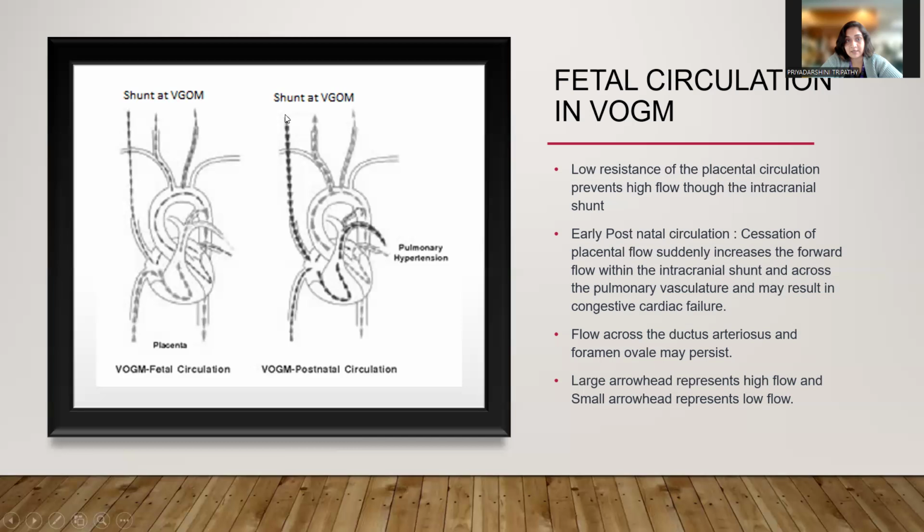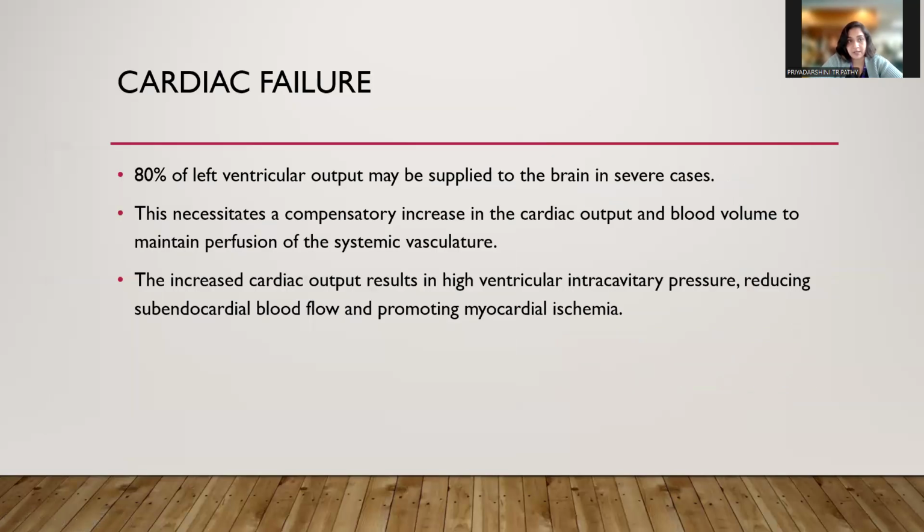And as you can see, this is a very high flow of blood that goes from the shunt to the heart and back and forth. There will be development of pulmonary hypertension, and there will be signs and symptoms of right heart failure. And the flow across the foramen ovale and the ductus arteriosus disperses.